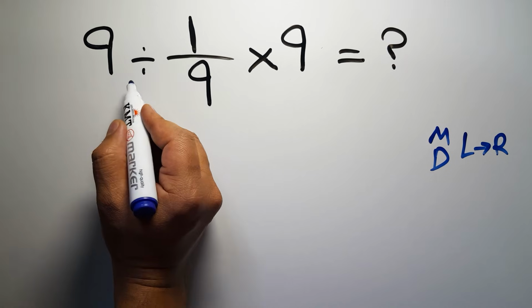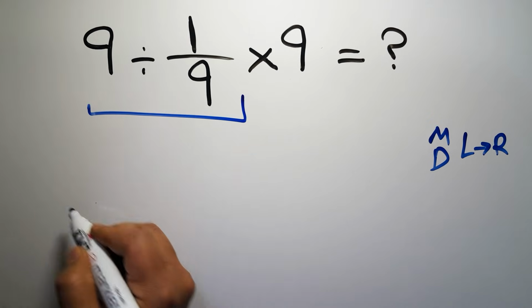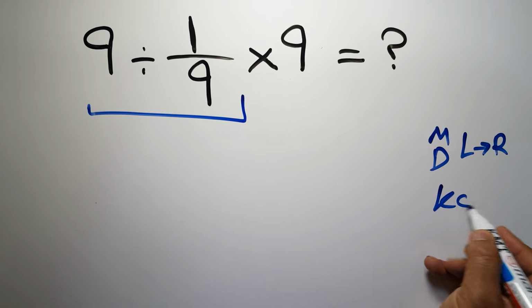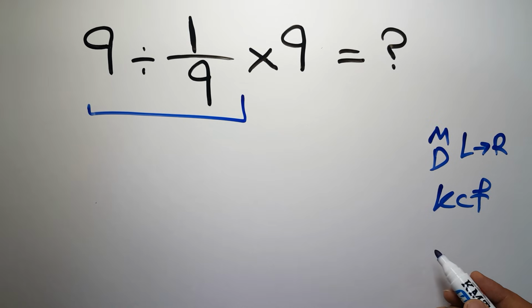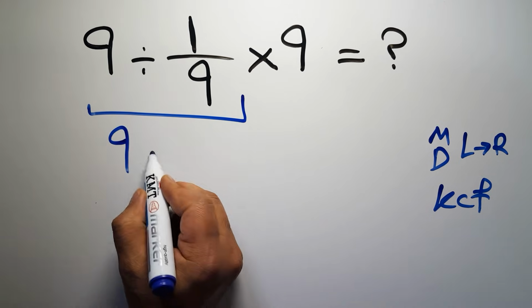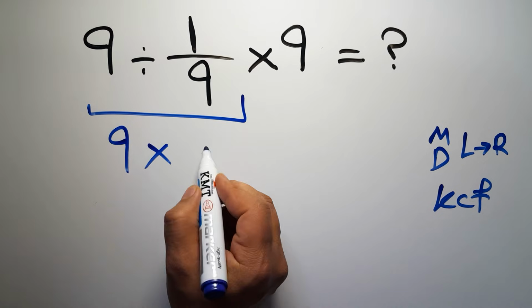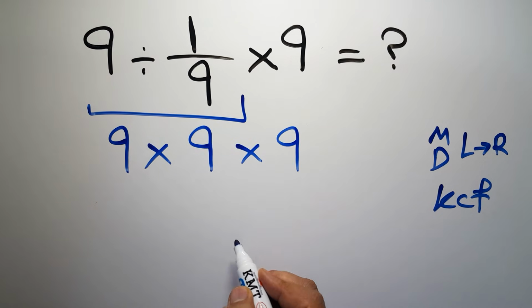So first we have to do this division, 9 divided by 1 over 9. According to the KCF rule, K stands for keep, C stands for change, and F stands for flip. We can write to keep the first fraction, change division to multiplication, and flip the second fraction. And here we have times 9.